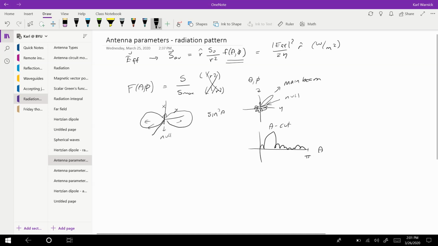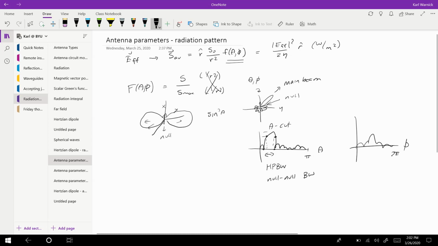Okay, now what's the width of the main beam? This is on a logarithmic scale, we can go down to the minus 3 dB points or the half power points, and that angular range is the half power beam width. Now sometimes it's a little more convenient to use the nulls. We can also have the null beam width. Okay? All right, so I'm just trying to introduce some terminology that helps us understand properties of the radiation pattern. I can also do a phi cut. I don't know what that would look like. Maybe it looks like that. That's a function of phi from 0 to 2 pi.